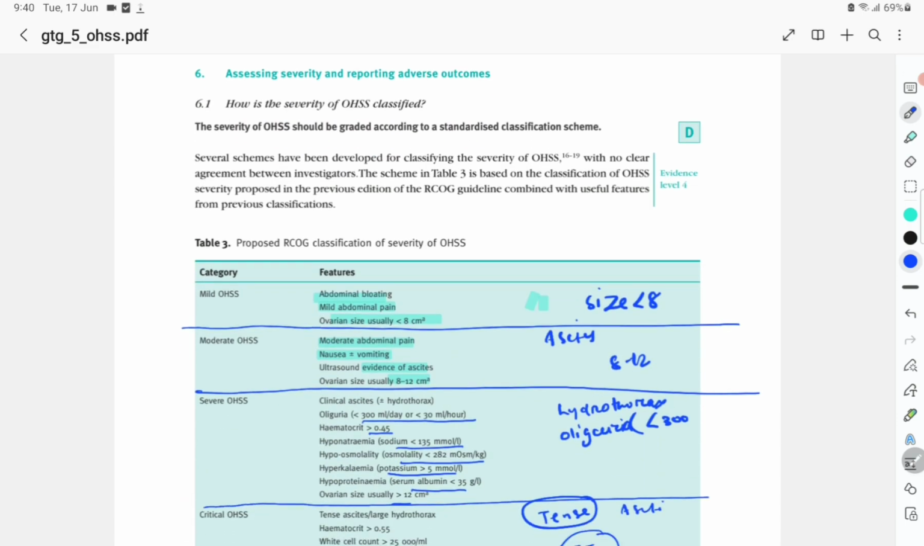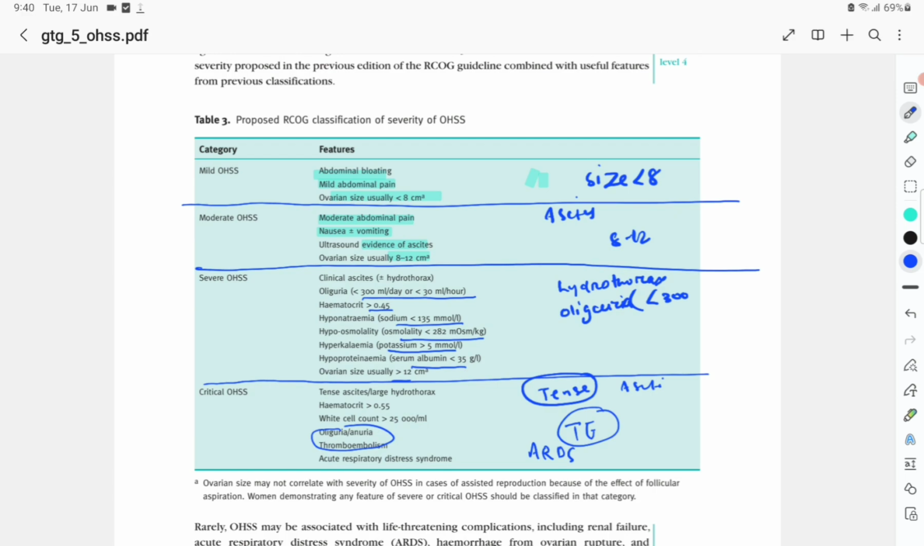Then basically, how we classify: mild OHSS, moderate OHSS, severe OHSS, and critical OHSS. Mild to moderate cases are usually managed on an outpatient basis, but severe and critical cases need inpatient management because of the risk of thromboembolism. So these are the patients: how to diagnose mild, moderate, severe, critical. Mild has abdominal pain, vomiting, mild abdominal pain, and ovarian size less than 8 centimeters only.